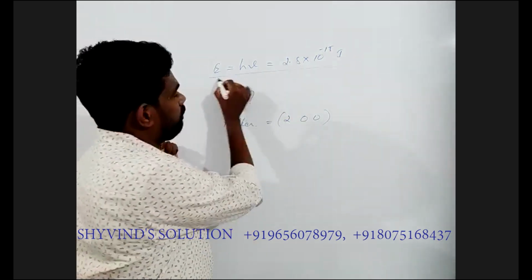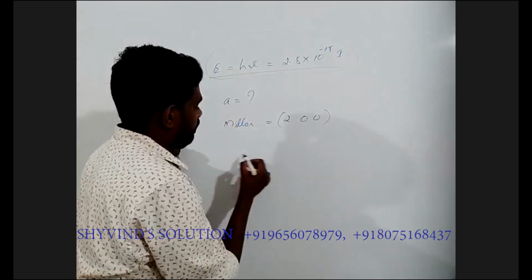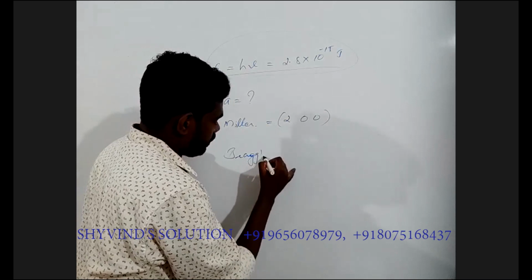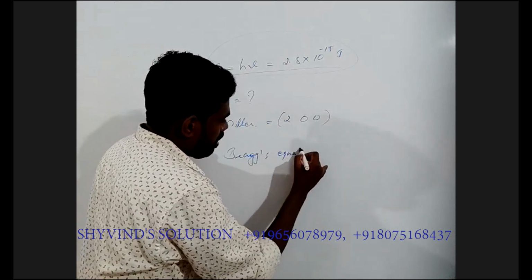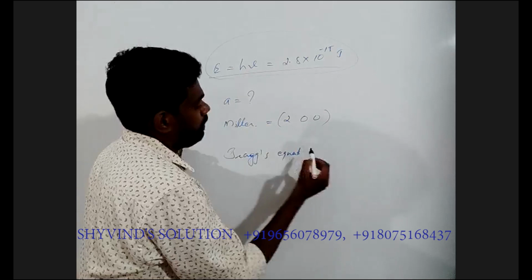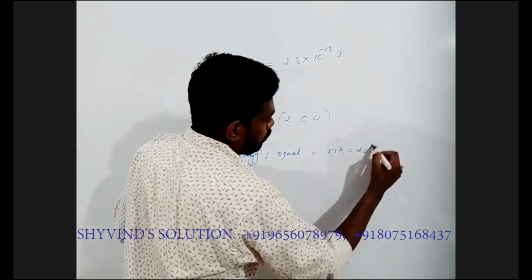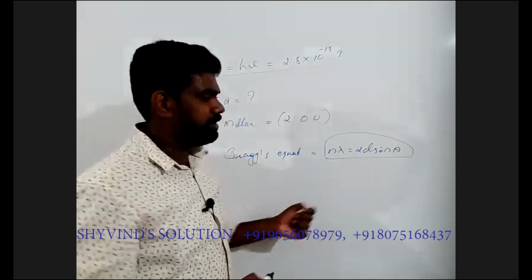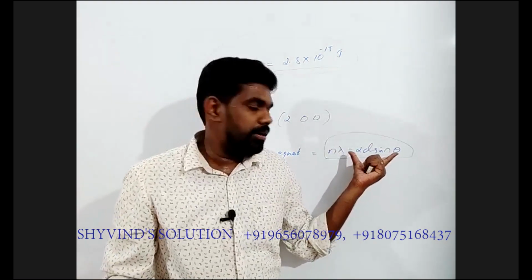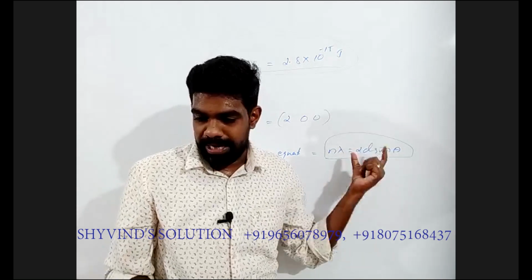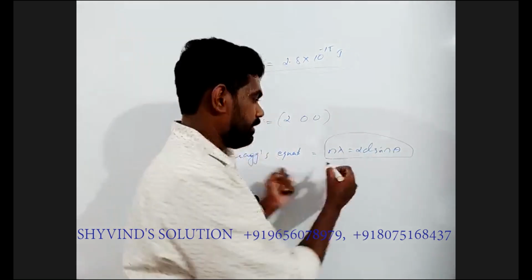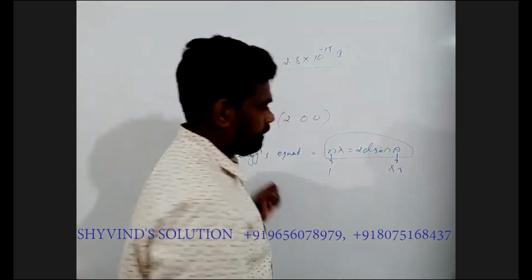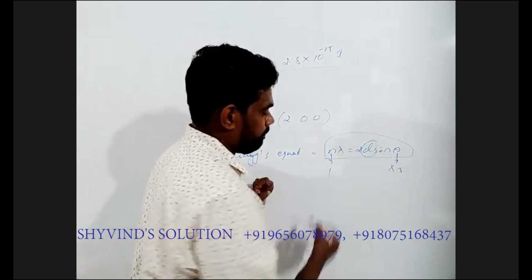So first of all, we should use the Bragg's equation here. Bragg's equation says n lambda equal to 2d sine theta. This is the Bragg's equation. In the question, the angle is given, first order diffraction, n is equal to 1, and theta is 8.5. All these values are given in the question. We should know the d.